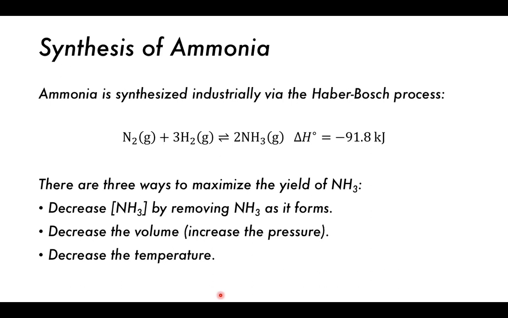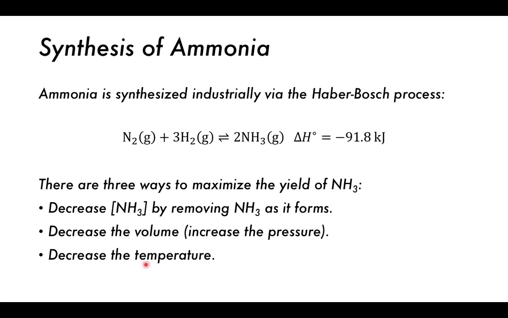Now, there are three ways to maximize the yield of ammonia. One is to decrease the concentration of ammonia. So we remove ammonia as it forms. And so that reduces this concentration. So more reactants are consumed to form the product. We could also decrease the volume. That would increase the pressure. So we have 4 moles on the reactant side, 2 on the product side. So a smaller volume, higher pressure favors the products.